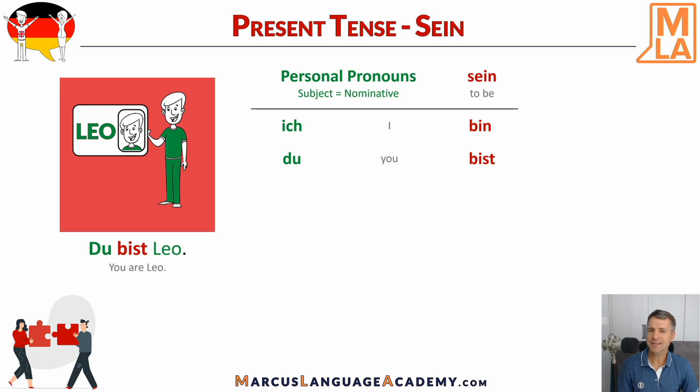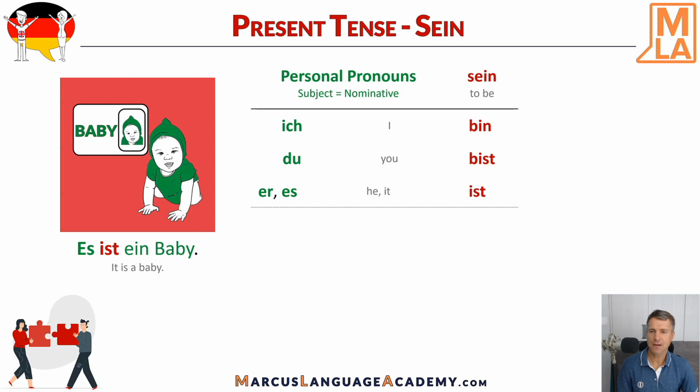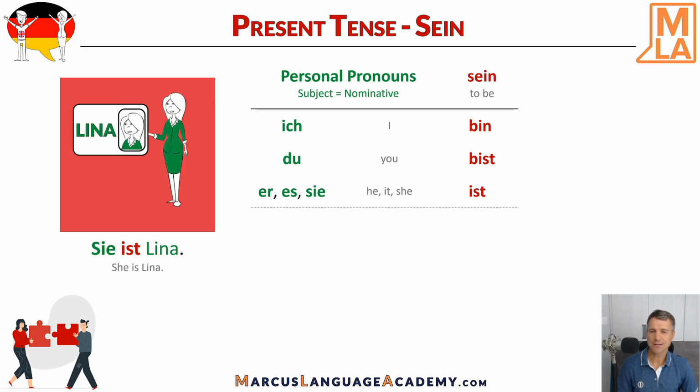Next, we have the second person singular, du bist. Du bist Leo. You are Leo. And in the third person singular, we have three different pronouns again. Er ist Leo, he is Leo. Es ist ein Baby, it is a baby. Sie ist Lina, she is Lina.